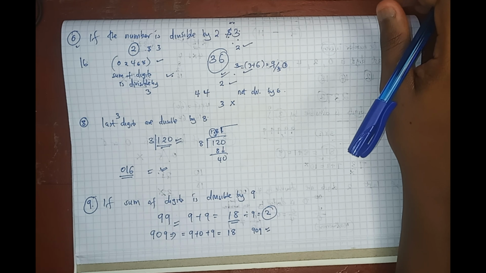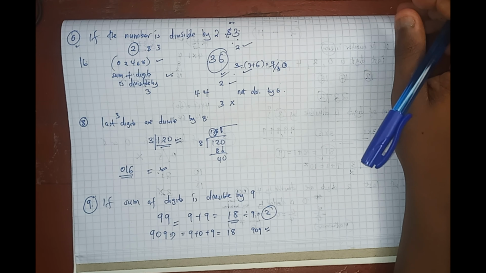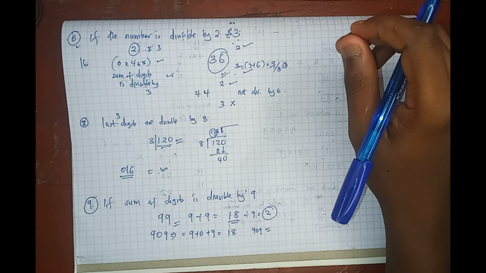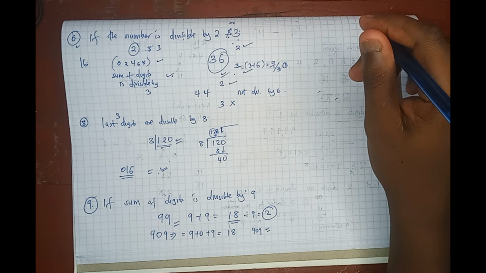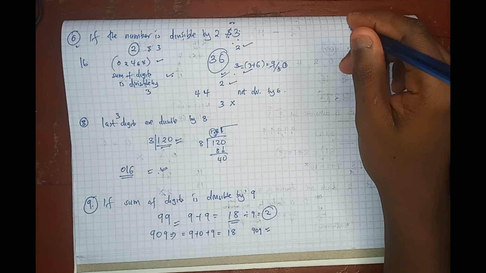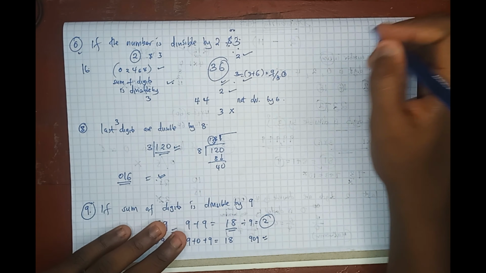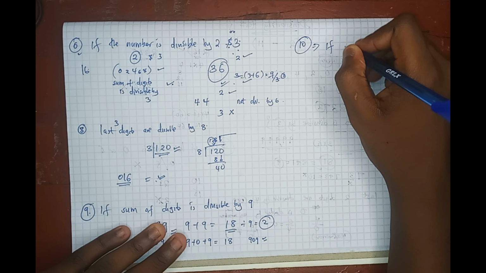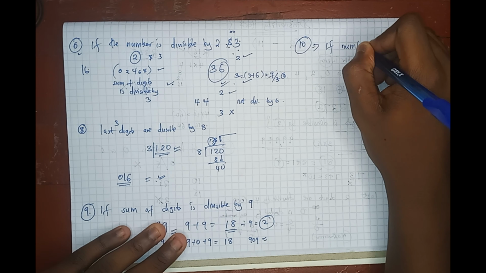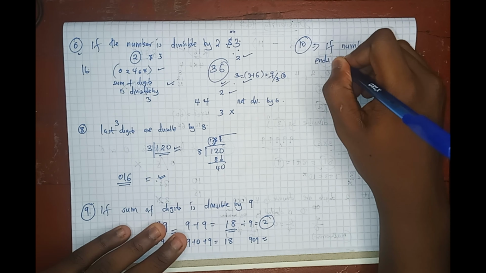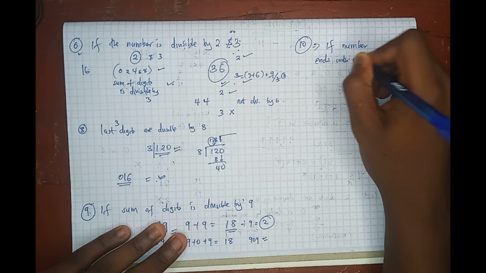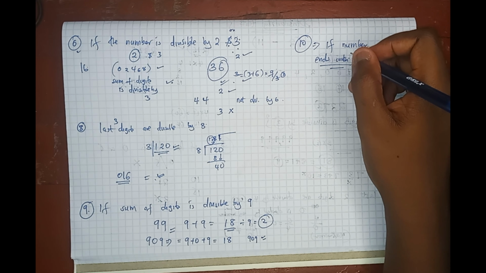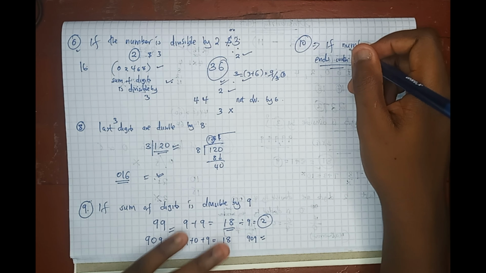So it is important that you know the multiplication tables between 1 and 13. Now I'll continue with the next number. A number is divisible by 10 if the number ends with 0. So if it ends with 0, the number is divisible by 10.